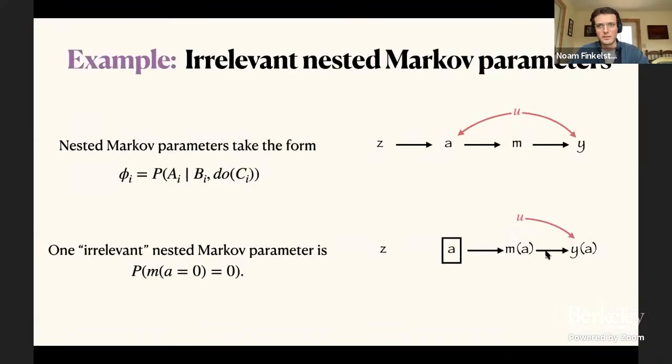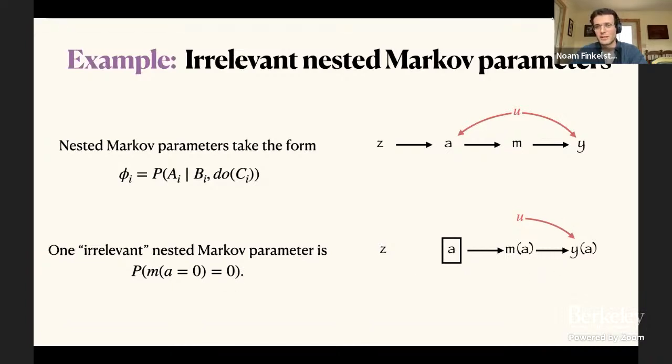So let's look at that more closely for a moment. If we return to this graph, we'll consider nested Markov parameters for this graph, or at least one of them. Nested Markov parameters in general take the form of the probability that a set of observed variables A takes certain values, conditional on observed variables B taking certain values, under intervention on C. In this case, one of the nested Markov parameters is the probability that, upon intervention A equals 0, the variable M takes the value 0.